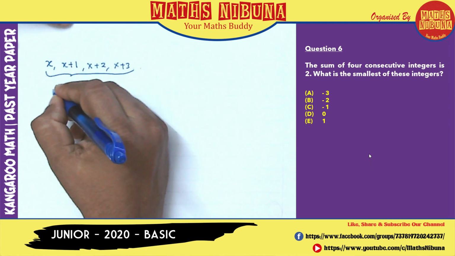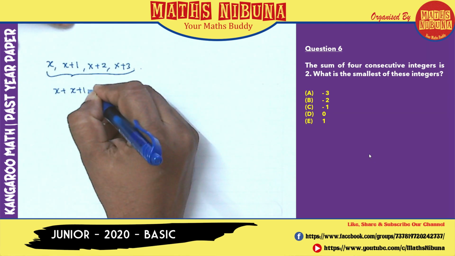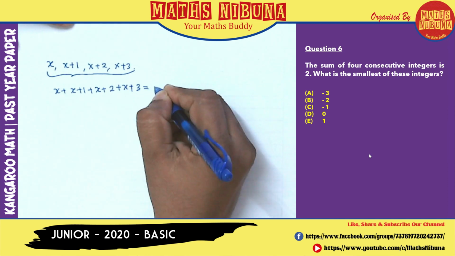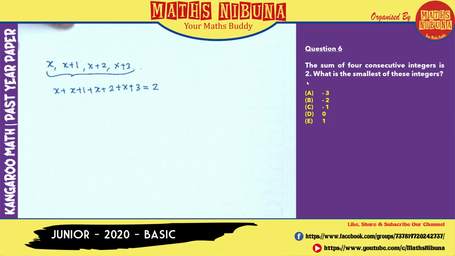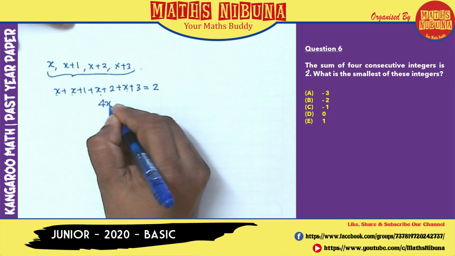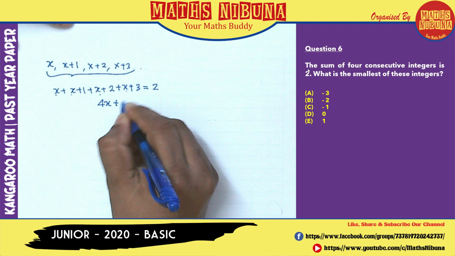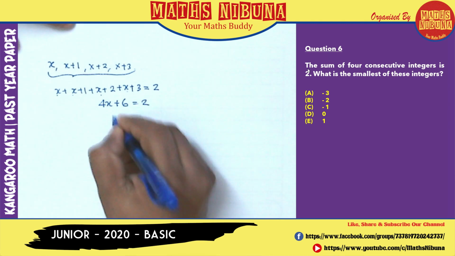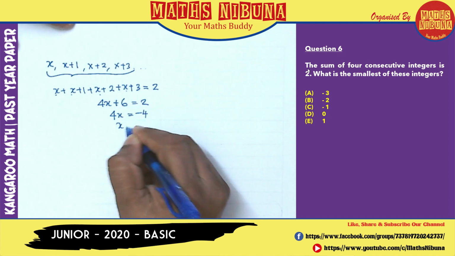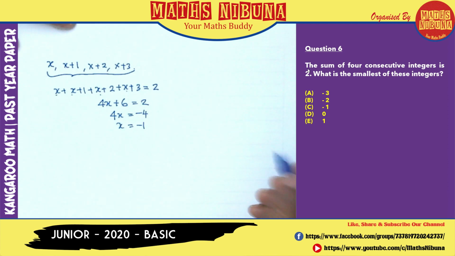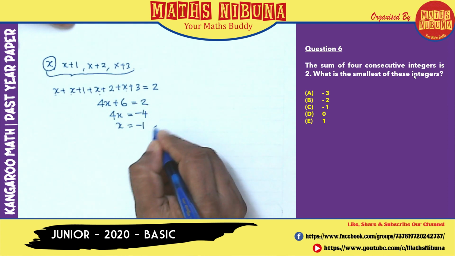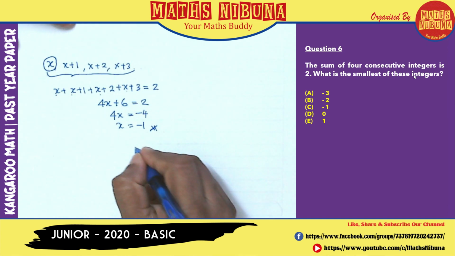So the sum of these 4 numbers, x plus (x plus 1) plus (x plus 2) plus (x plus 3), is given as 2. Here we just add all of them: 4x plus 1, 2, 3 equals 6, equals 2. So you just solve this algebra. 2 minus 6 is minus 4, so x equals minus 1. The question is, what is the smallest of these integers? It is x, which is equal to minus 1. Answer is C.